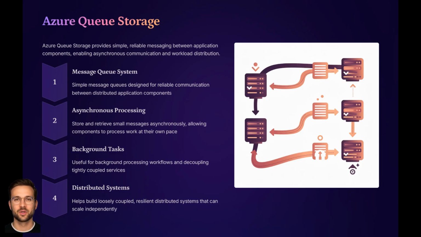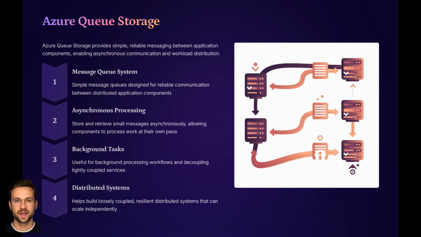Typical use cases for queue storage include background processing of tasks, decoupling front-end and back-end components, handling workloads where some work can be processed later, implementing simple, reliable messaging between services. Messages in queue storage are small text or binary messages, retrieved and processed by worker components.